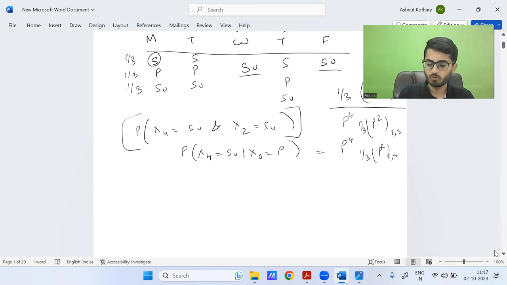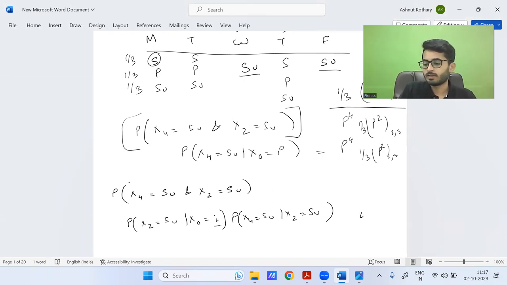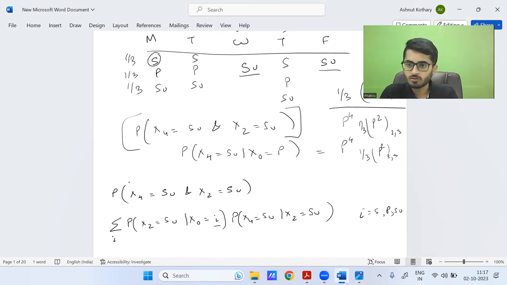So mathematically, how you could have written this was, see, this was the first step: probability x4 is sushi and x2 is sushi. It's probability A and B. How I can do this is, probability x2 is equal to sushi given x0 is equal to i, into probability x4 is equal to sushi given x2 is sushi, where here i can be anything: sushi, pizza or salad. So there will be three possibilities for this. You need to sum this up for all values of i, given something happened at time 0, okay? And you need to multiply this with probability, obviously, x0 equal to i.